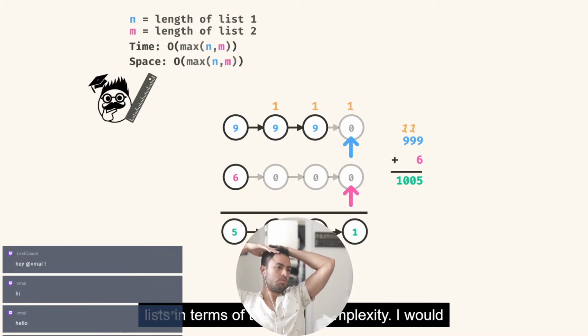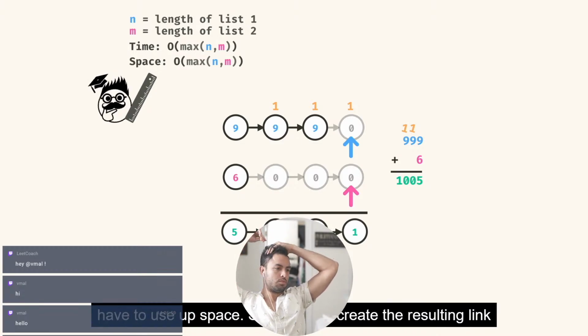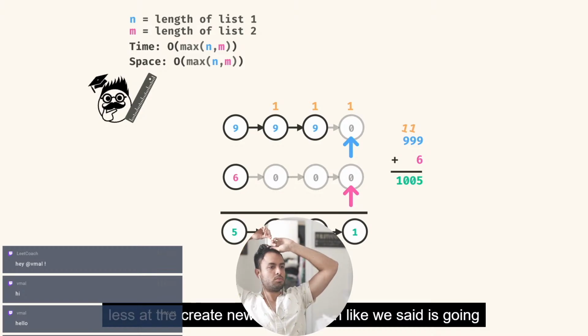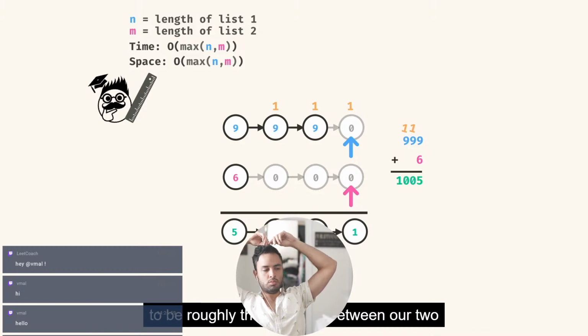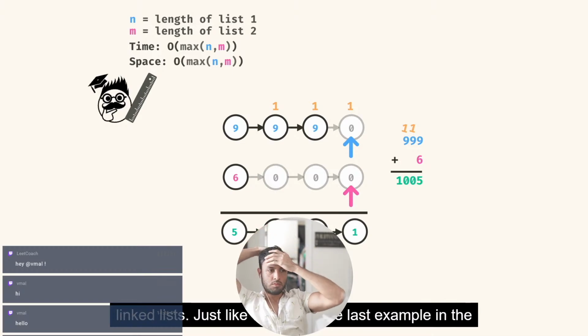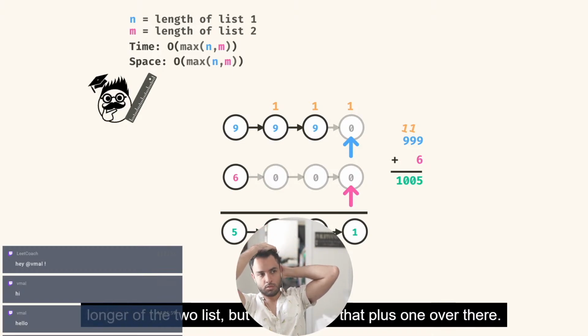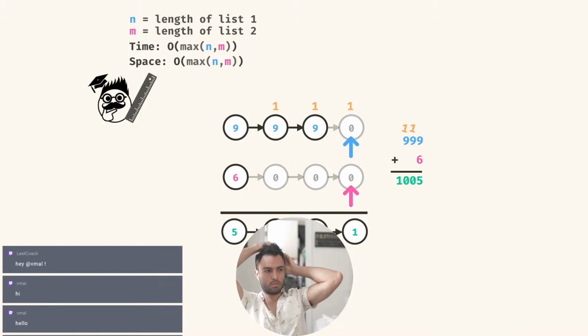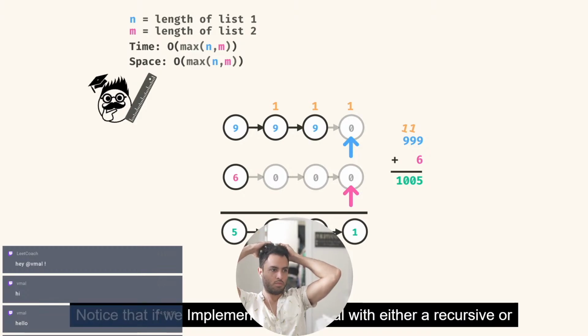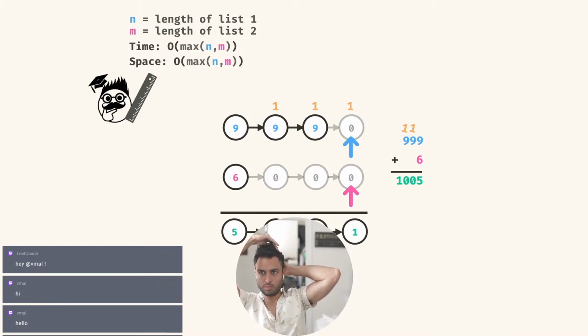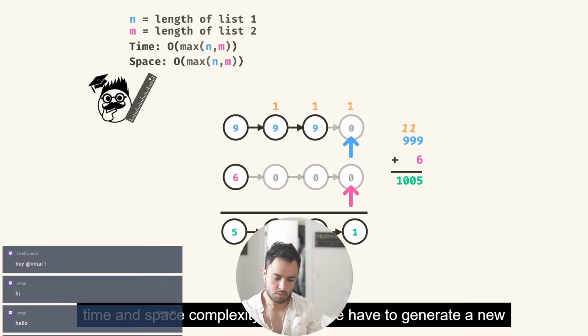In terms of the space complexity, I would have to use up space to, of course, create the resulting linked list. I have to create new nodes, which, like we said, is going to be roughly the max size between our two linked lists. Just like we saw in the last example, in the worst case, it's going to be 1 greater than the longer of the two lists. But we can drop that plus 1 over there. Notice that if we implement our traversal with either a recursive or iterative strategy, you would actually still end up with the same time and space complexity because we have to generate new nodes in our output.